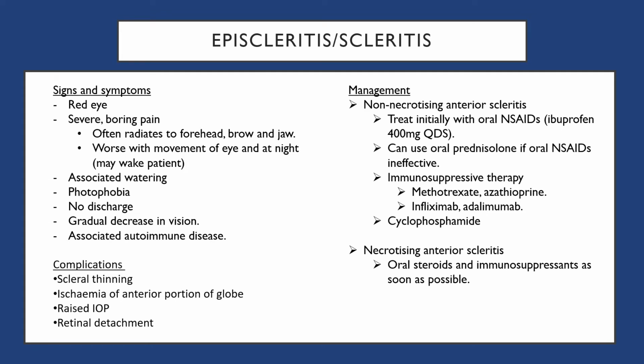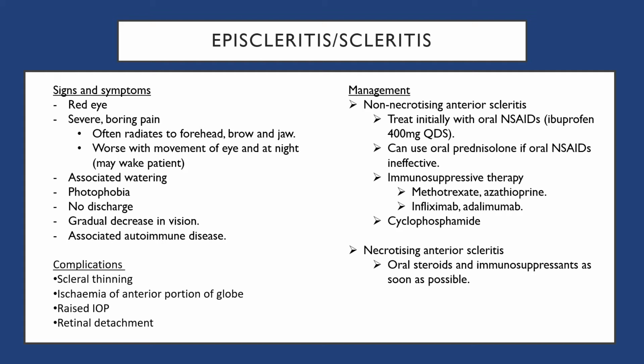So typical signs and symptoms: you get your red eye. With scleritis, patients often say that it's a very severe drilling sort of pain. It's like someone's boring into their eyes and the pain is radiating through the orbit. It can also radiate to their forehead, to their brow and their jaw, and the pain might be so severe that it wakes patients up at night. They can also get associated watering of their eyes, photophobia, and a gradual decrease in vision. Because this is not an infective cause, you won't get discharge with it.